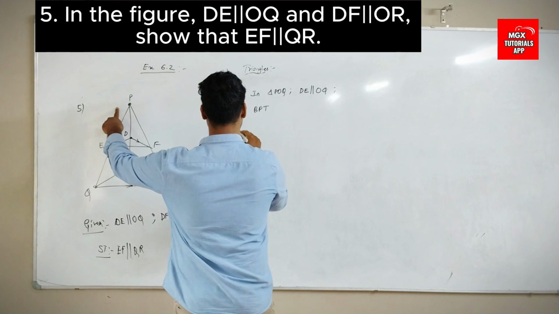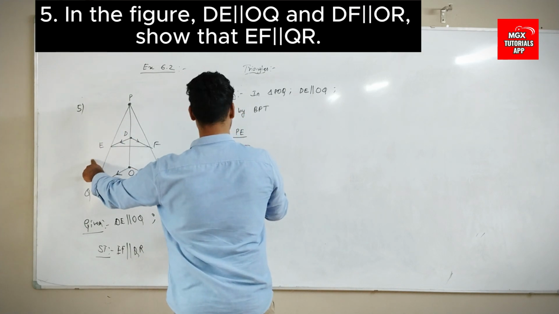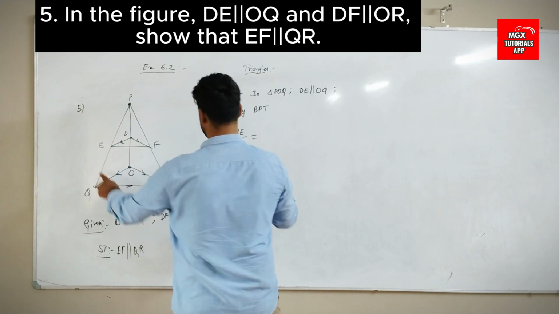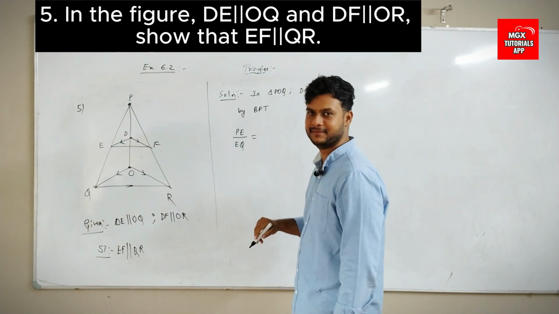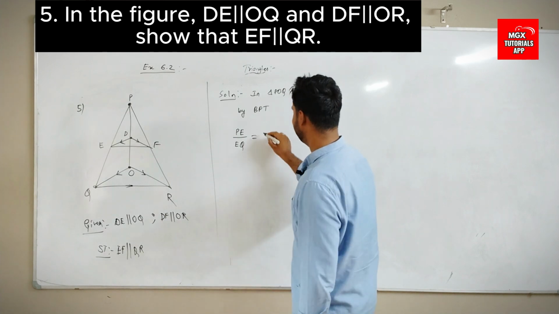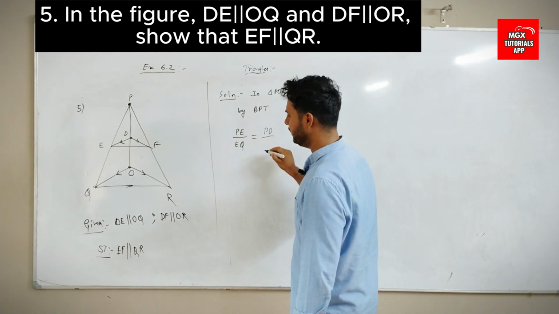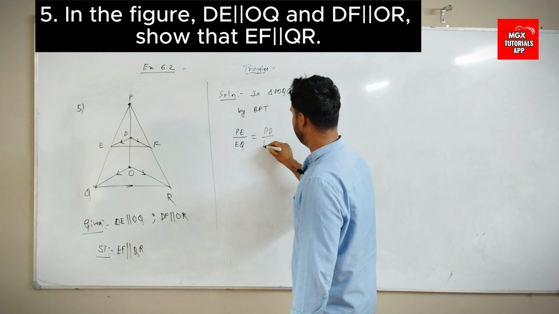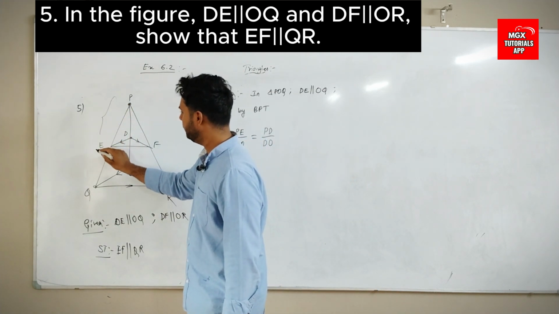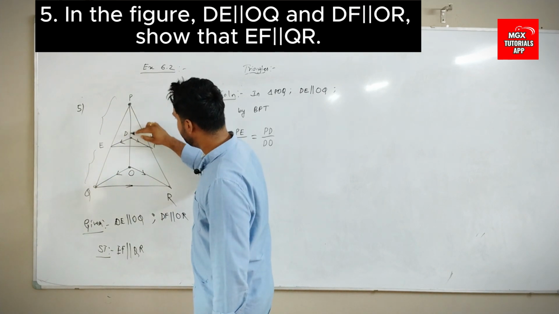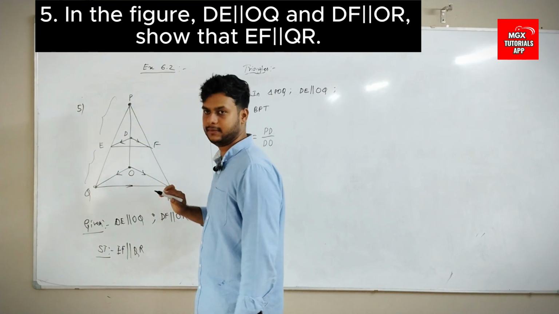PE by EQ will be equal to what? PE by EQ will be equal to PD by DO.